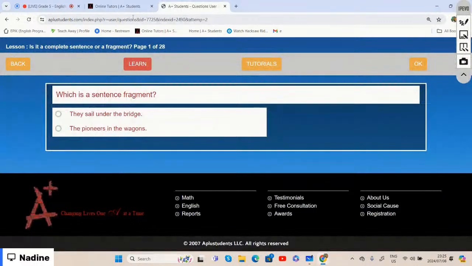All right, so if we look at these two sentences, we need to say which one is a sentence fragment. It says option one, they sail under the bridge, or option two, the pioneers in the wagons. We need to identify or select the sentence fragment, either option one or option two, and also tell me what is it missing.